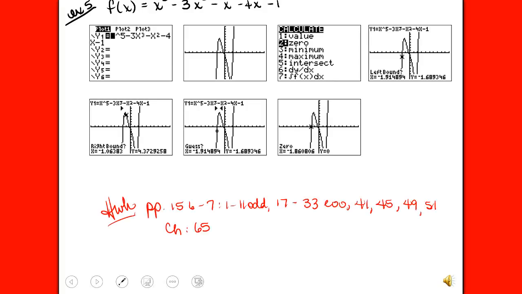All right, so here is our homework for tonight on pages 156 and 157.